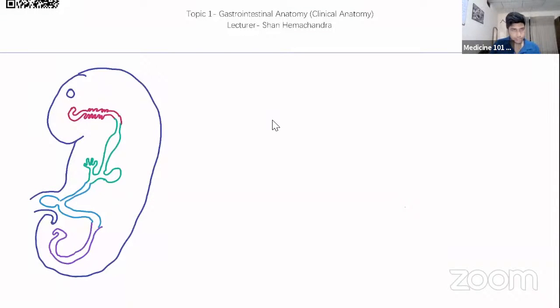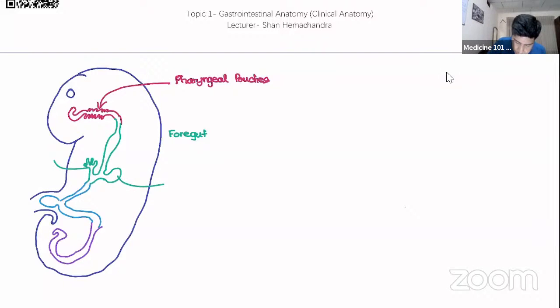Someone who has done the pediatrics lectures, can someone tell me what these structures are? I did 6 of them. The pharyngeal pouches, yes. Now, this region, which I drew in green, is called the foregut, and the foregut will give rise to the esophagus, stomach, then the liver, gallbladder, and the pancreas. So this will give rise to the pancreas, this the liver, then the stomach, and the top part will give rise to the esophagus.